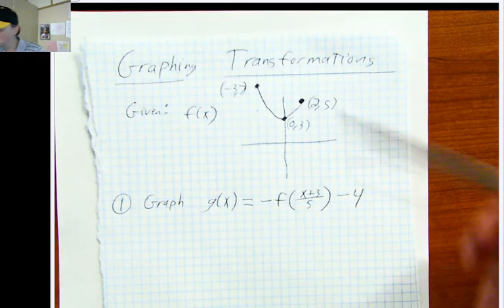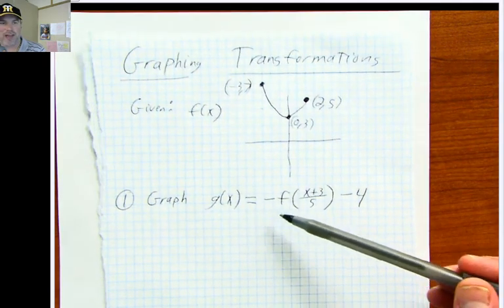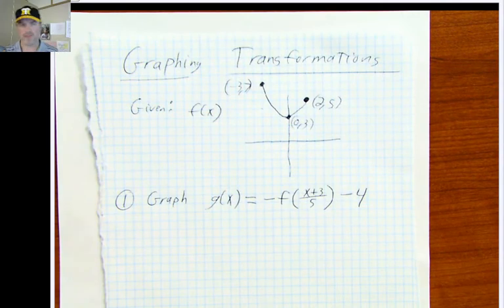All right, so given this f of x graph, they want us to graph g of x equals negative f of (x plus 3) over 5 minus 4.